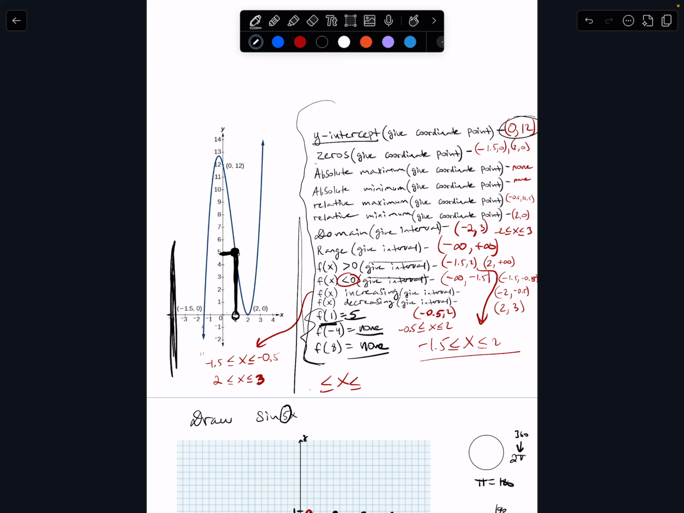Y-intercept, just give me a coordinate. Zeros are your x-intercepts, right? Give me a coordinate, okay?